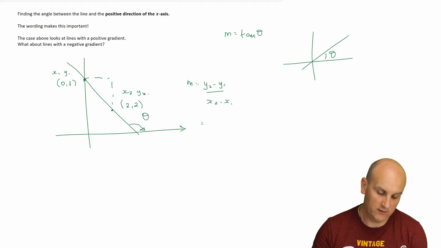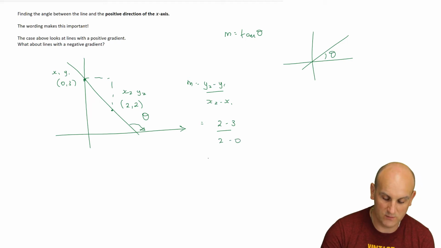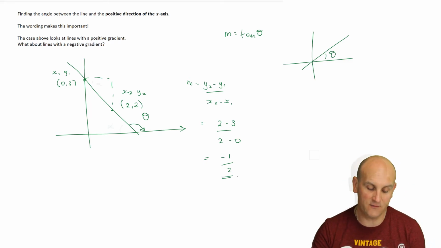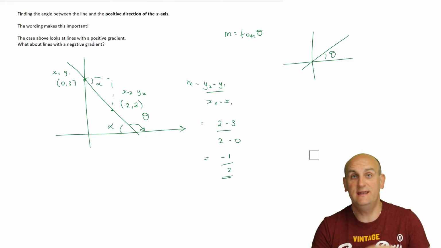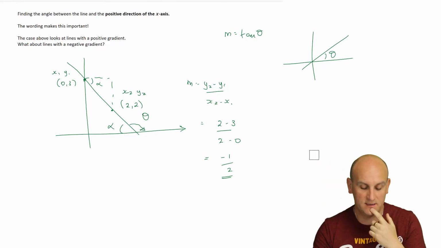What are we trying to find? Well, y2 is going to be 2 minus y1, which is 3, over x2, which is 2, minus x1, which is 0. So it gives me minus 1 on 2, so my gradient is negative a half. In this situation, that negative sign basically means I've got a negative gradient. We can see that on my diagram.